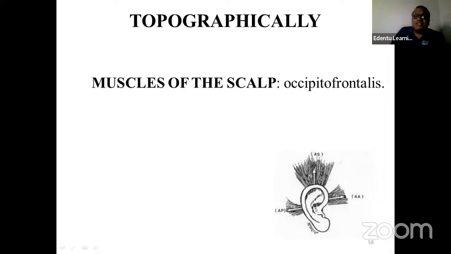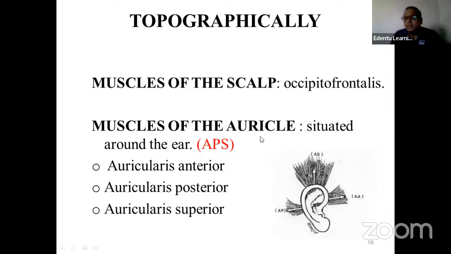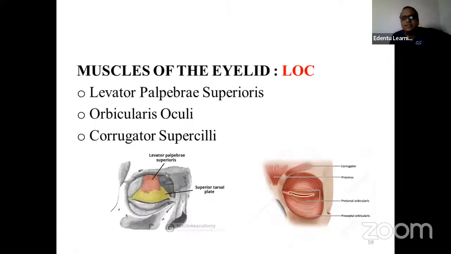So let's start now. Muscles of the scalp. This we have discussed on our previous day also. There is only one muscle in the scalp, that is occipitofrontalis. So this is topographically based on location. Next, muscles of the auricle. For the muscles of the auricle, just remember a mnemonic, APS. Auricularis A, anterior; auricularis P, posterior; auricularis S, superior. Anterior, posterior, superior. Very simple. In your book, just write APS. You will never forget this.